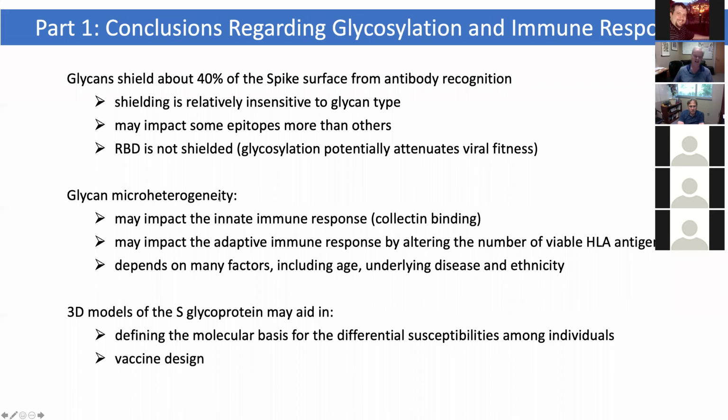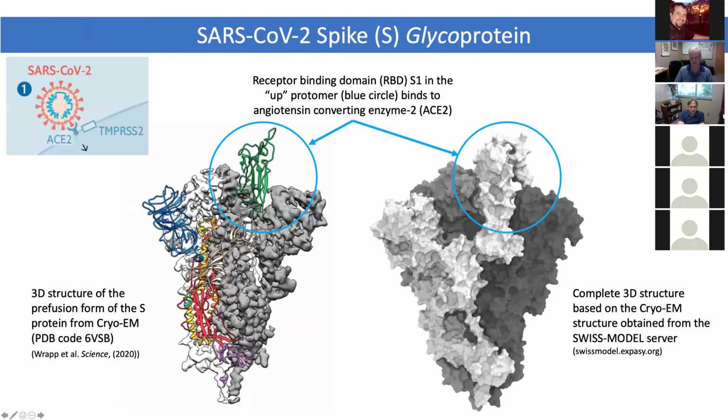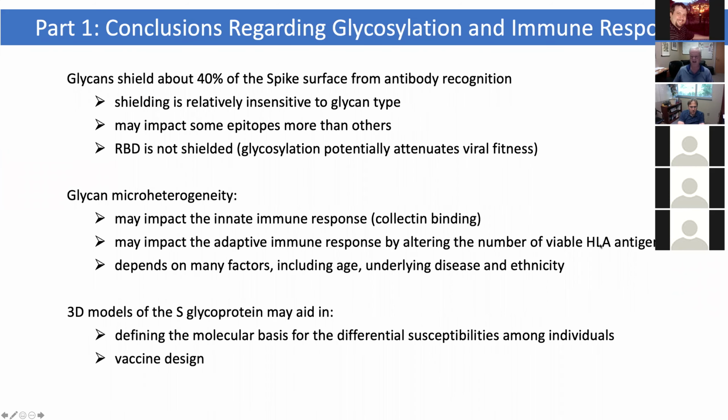Microheterogeneity likely impacts differential responses to the virus. The innate immune response, which I didn't get around to discussing, involves lectins that bind to the glycans. That will be highly impacted by microheterogeneity. And of course, this could affect the adaptive immune response.